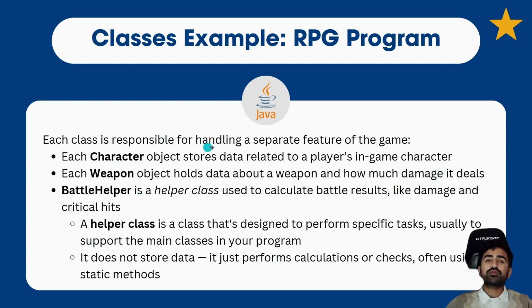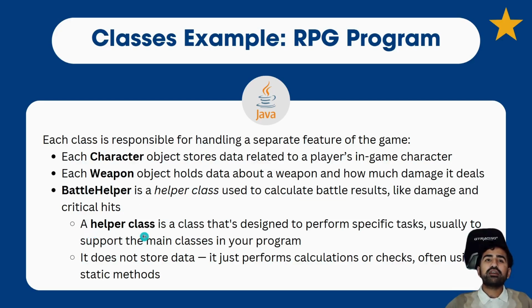So each class is responsible for handling a separate feature of the game. The character object stores data related to a player's in-game character. Each weapon object holds data about a weapon and how much damage it deals. The battle helper is a helper class used to calculate battle results like damage and critical hits. A critical hit means you've defeated the enemy. It's that critically important hit.